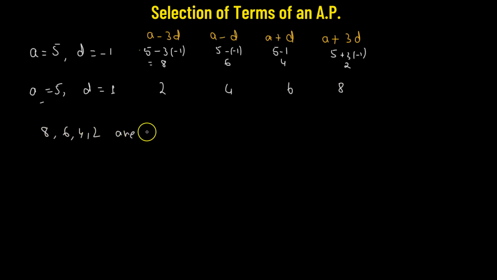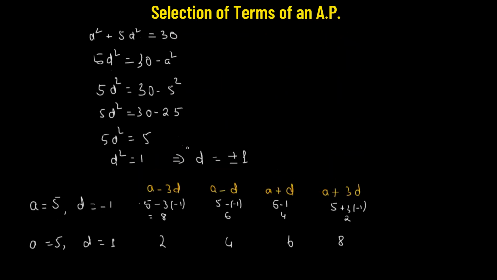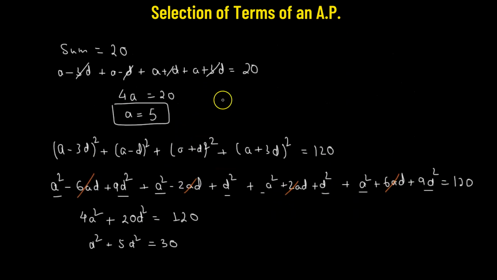So they are in arithmetic progression. And we also have the other set of numbers 2, 4, 6, 8. These numbers are also in arithmetic progression, and these two sets of arithmetic progression follow the condition that their sum is equal to 20 and the sum of the squares is equal to 120.